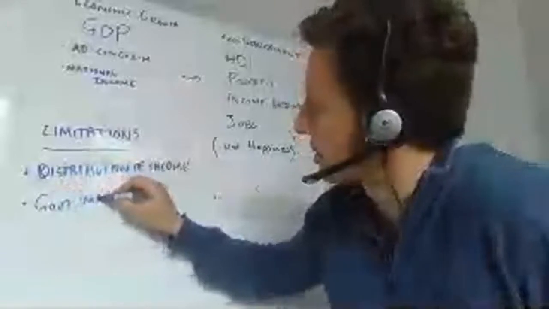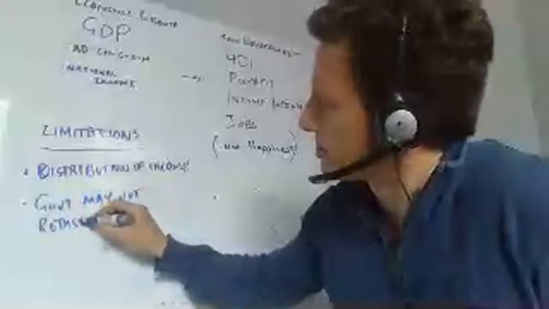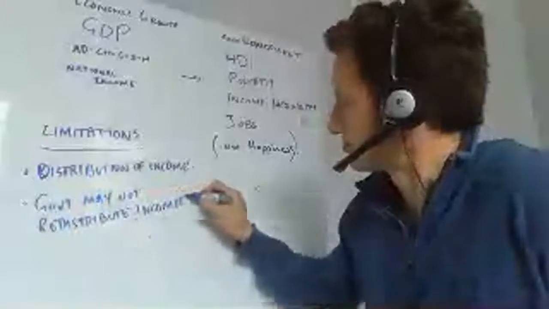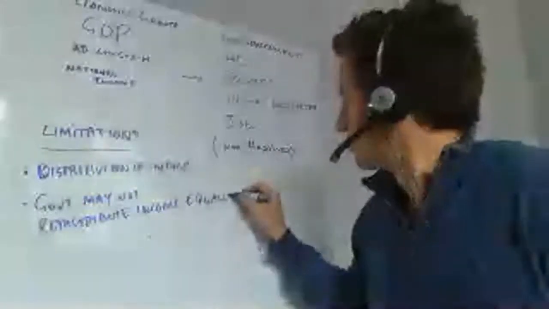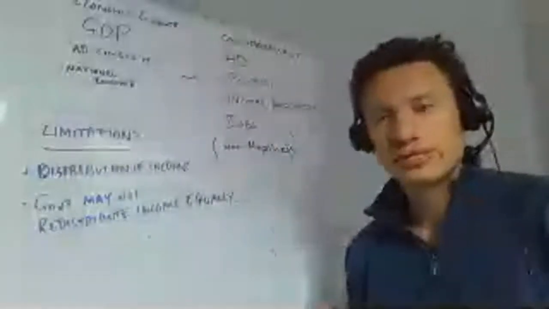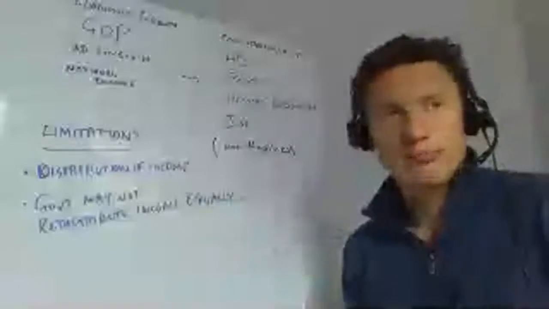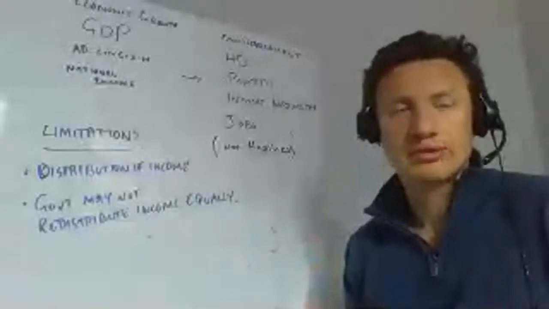Okay, another thing, government may not redistribute it equally or equitably. We've assumed here that our government will take the increase in the tax revenue that it might see and use it to close the income inequality gap, or take people out of poverty, or spend it on healthcare, public and merit goods, which would increase life expectancy and increase the mean number of years in school.